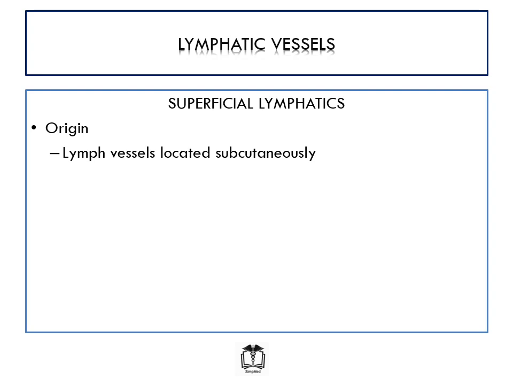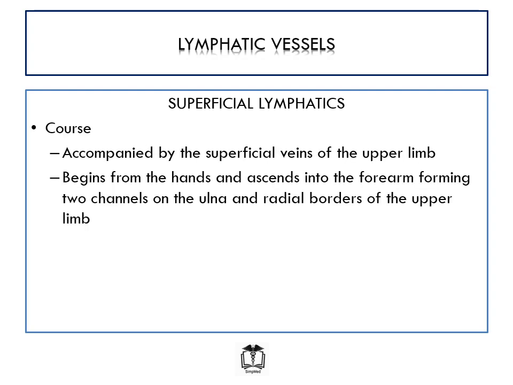Now, these are lymph vessels that are typically located within the skin. They are found subcutaneously, and in relation to the superficial venous system of the upper limb, superficial veins run side by side with superficial lymphatic vessels. As I said before, these vessels are found within the skin and accompany the superficial veins. They tend to begin from the hand and then ascend all the way up the forearm. Within the forearm, the superficial lymphatic vessels will form two channels. We talk about these channels in terms of how they run and how they terminate. These channels include the ulnar and the radial channels of the superficial lymphatic vessels.